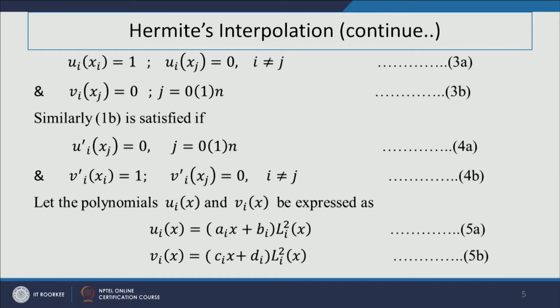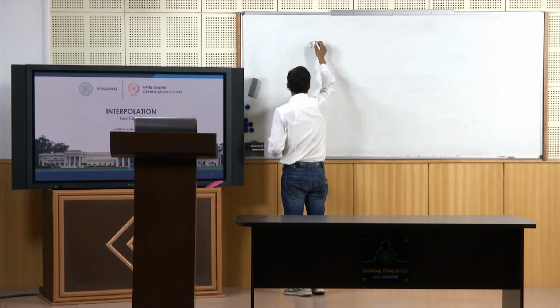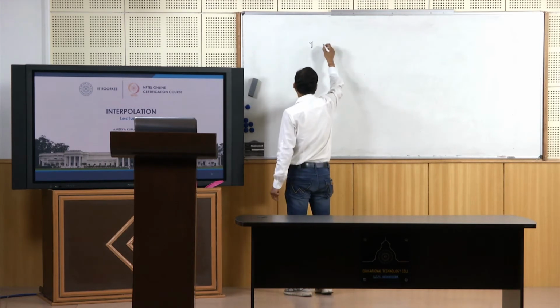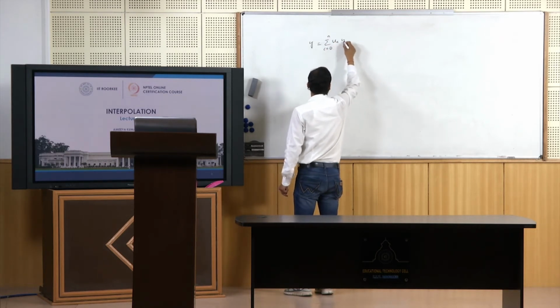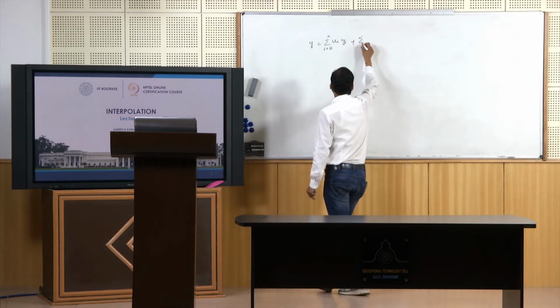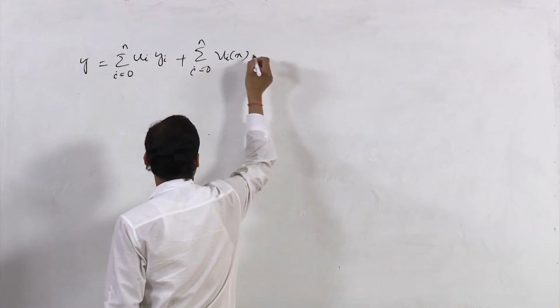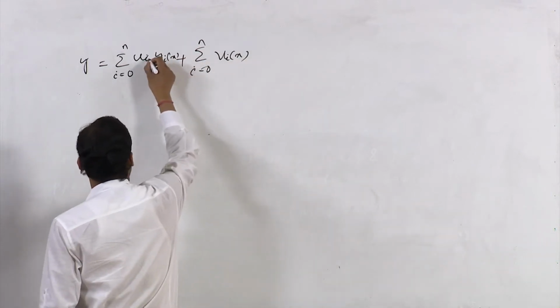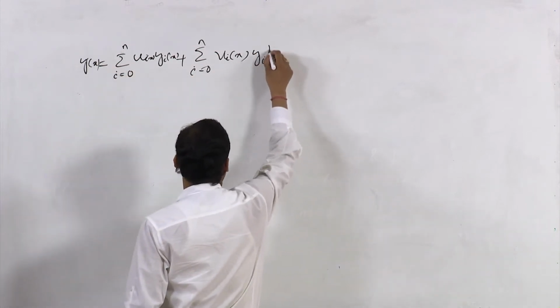Then since we are associating this polynomial in a Lagrangian sense, we can consider that usually we write this polynomial y(x) equals summation i equals 0 to n u_i(x) y_i plus summation i equals 0 to n v_i(x) y_i', everywhere x is associated here. So, u_i(x) y(x), v_i(x) and y_i'(x) here.